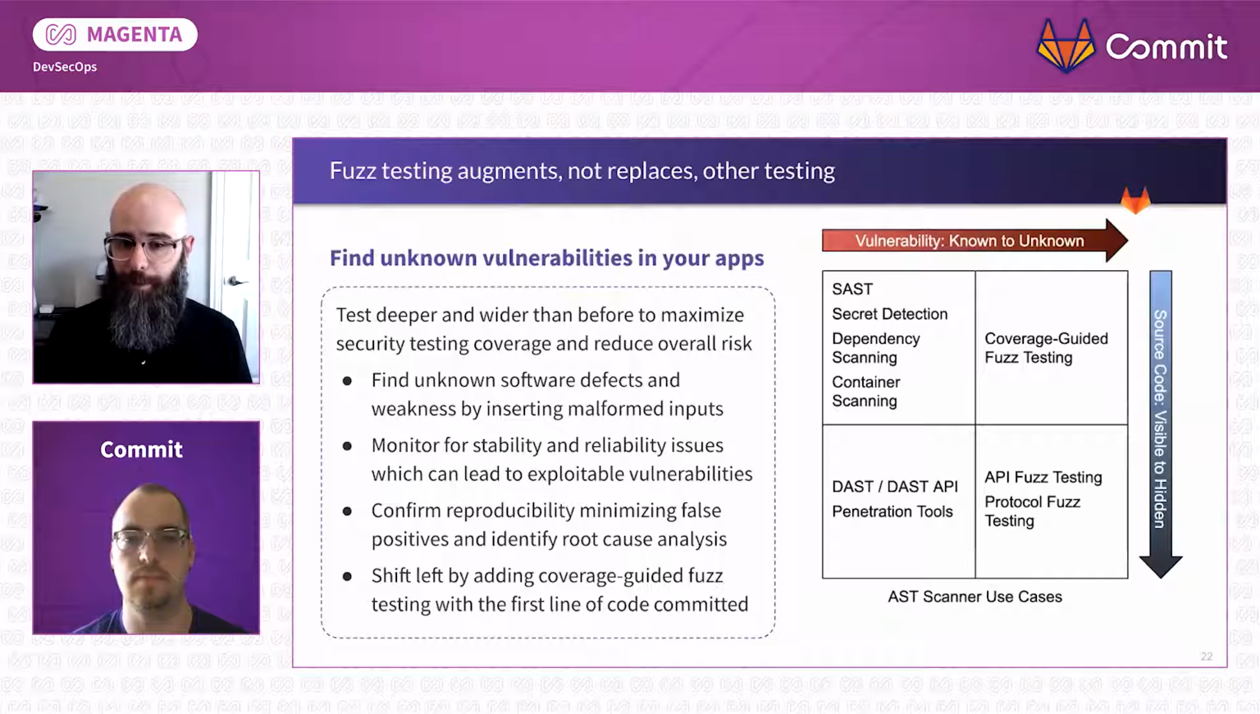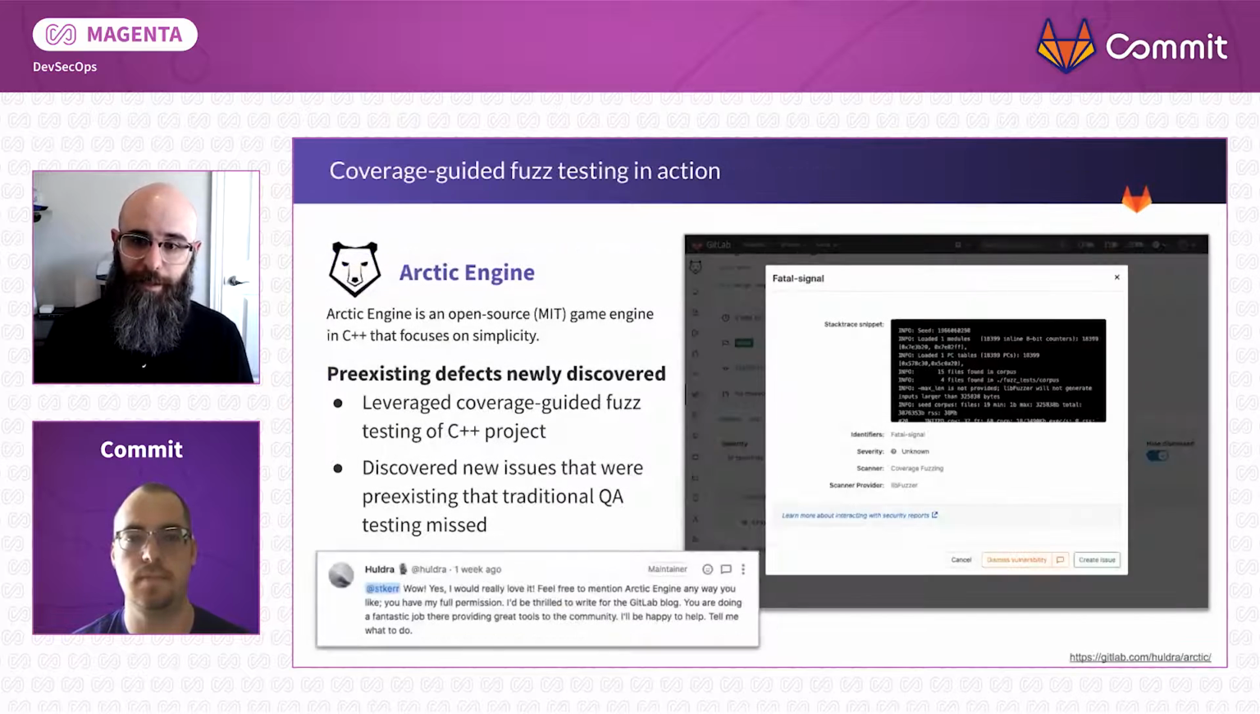If we now go to the bottom left, we're looking at, again, tools like web vulnerability scanners that can find known vulnerabilities in your application. But then again, to the right of that, in the unknown area, things like API fuzzing, protocol fuzzing, they're helping you find unique vulnerabilities inside your application that, again, are very unique to you. And here's a great real-world example of that. Coverage-guided fuzz testing in action.